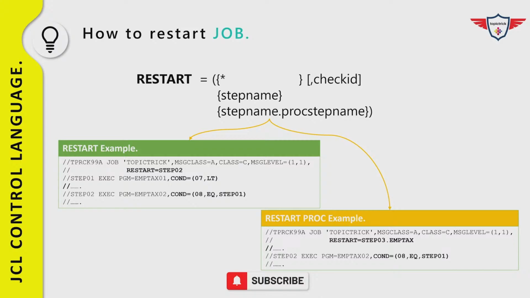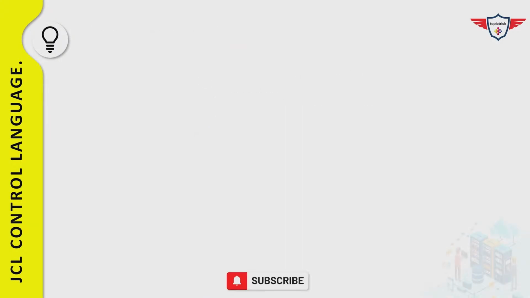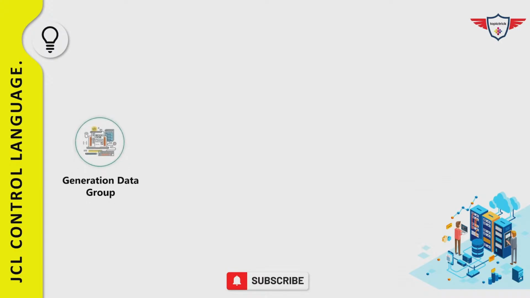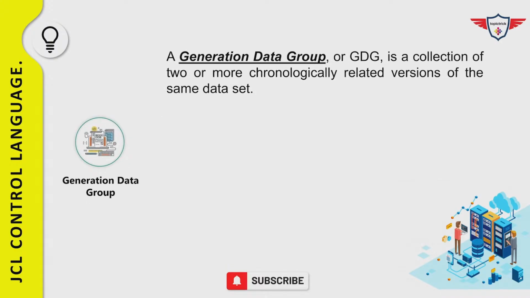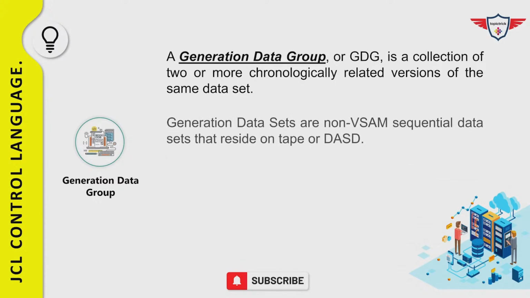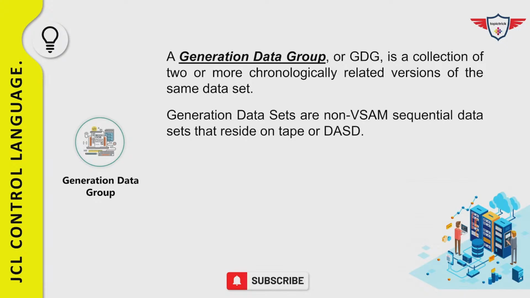Ladies and gentlemen, now let's talk about generation data group, or GDG. In layman's terms, a generation data group or GDG is a collection of two or more chronologically related versions of the same dataset. Generation data groups are non-VSAM sequential datasets that reside on tape or DASD. Generation data groups are generally used to maintain backups of critical data, for example, month-end transactions. And if something goes wrong, you can easily restore the data from the backups and redo the processing.